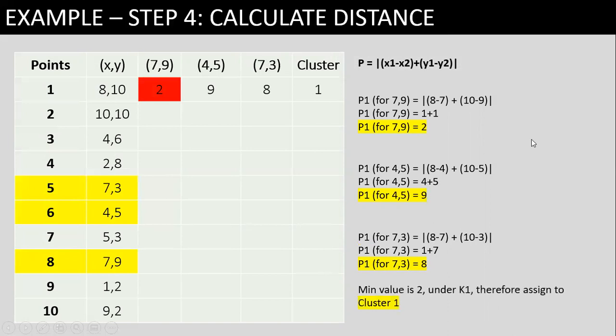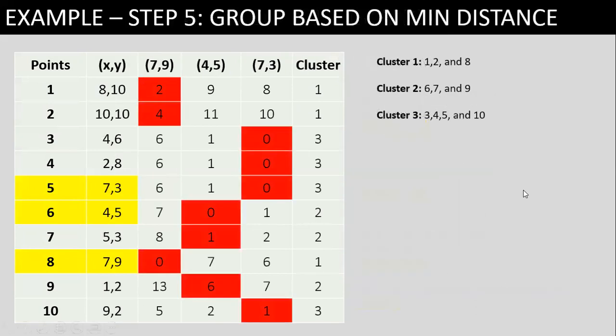Then we have to define the minimum value of that calculation. In this case, the minimum value is 2, which falls under centroid 1, so we will tag this point as a member of cluster 1. Then we repeat this process throughout the whole set of observations, and we will come up with this table. Point number 2 will have values of 4, 11, and 10.